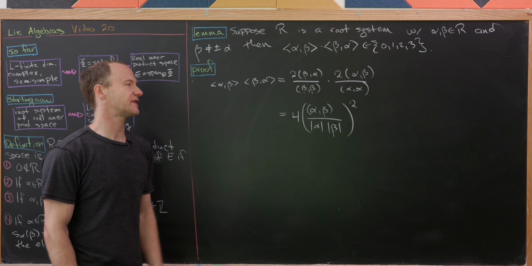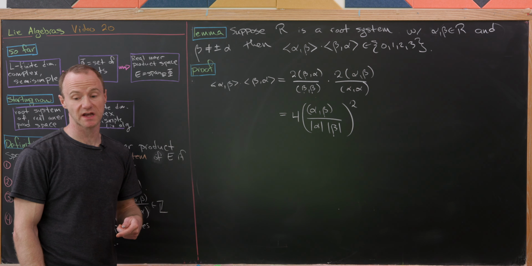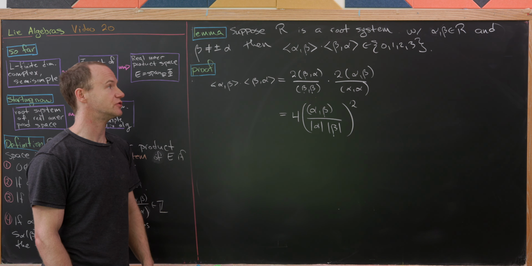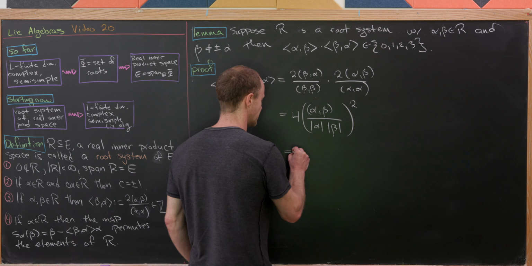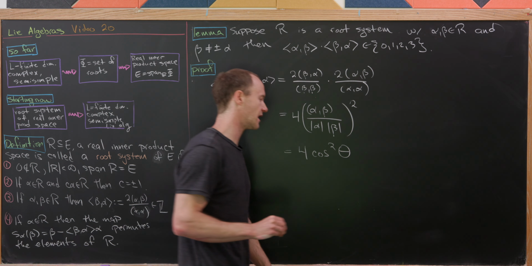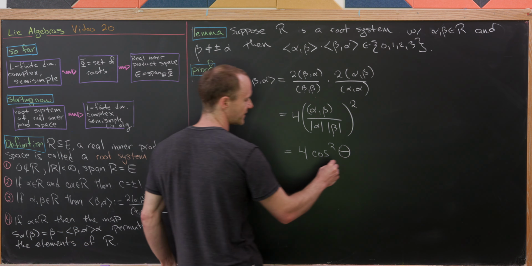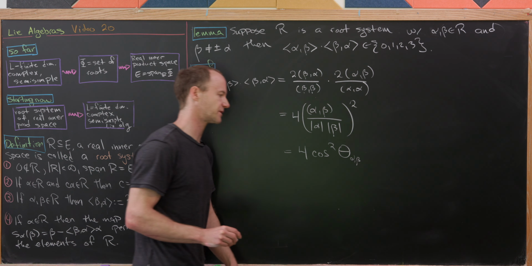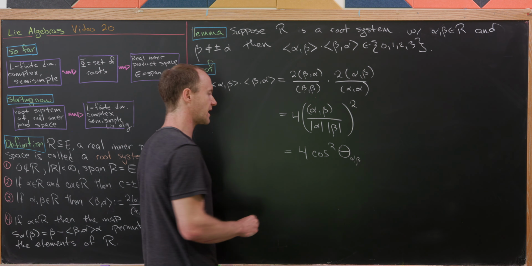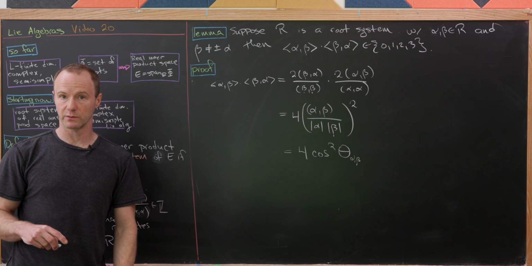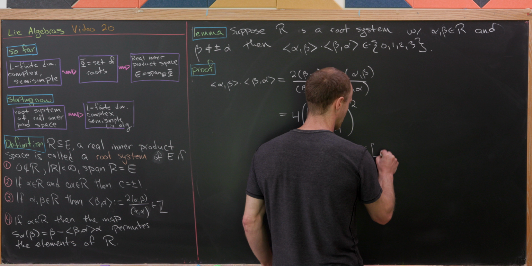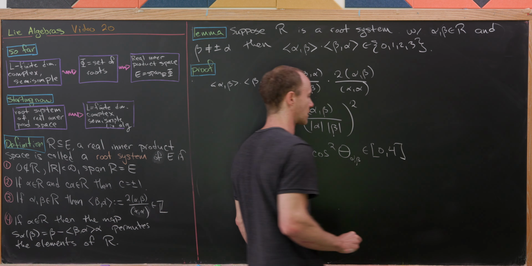But now let's notice that this thing that's being squared is the cosine of the angle between these two root vectors. So this is going to be equal to 4 times the cosine squared of theta, where I'll put theta sub alpha beta here just to point out that that's the angle between alpha and beta. Okay, but cosine squared is always between 0 and 1. And so 4 cosine squared is always between 0 and 4. So this is between 0 and 4.